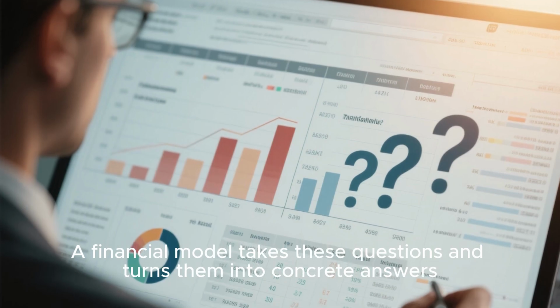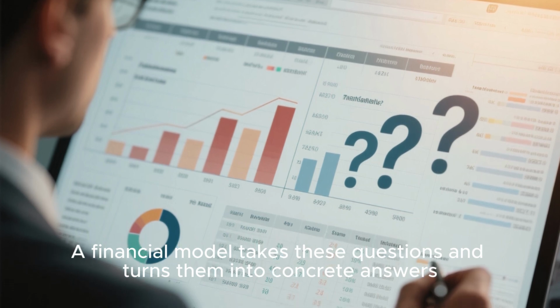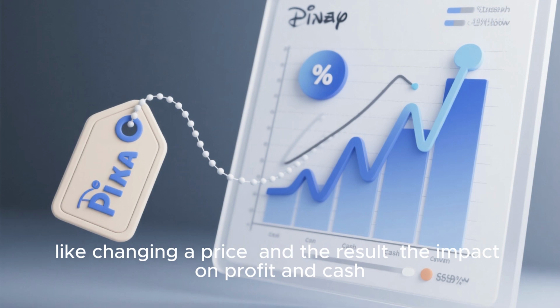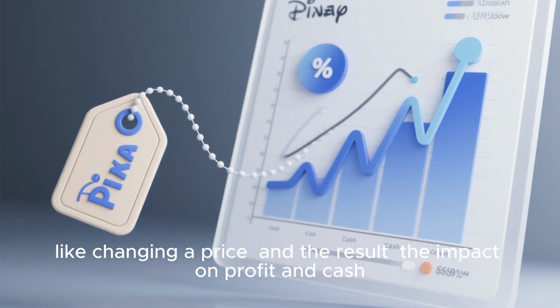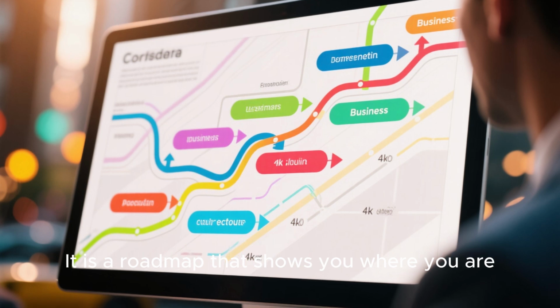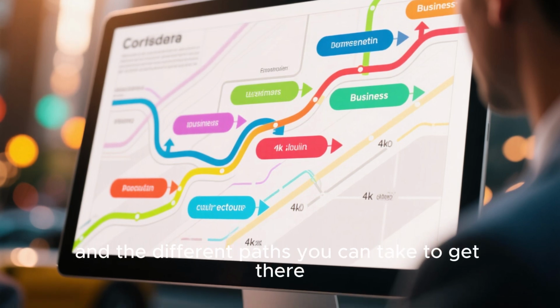A financial model takes these questions and turns them into concrete answers. It connects the dots between an action, like changing a price, and the result, the impact on profit and cash. It is a roadmap that shows you where you are, where you could be going, and the different paths you can take to get there.